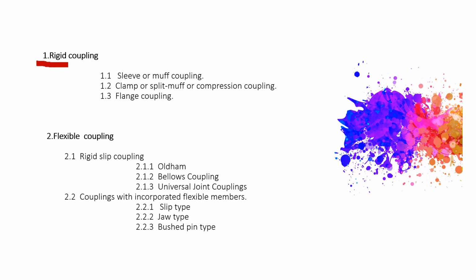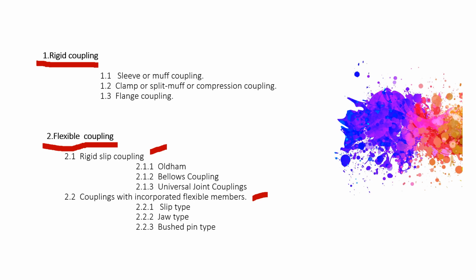Basically, we divide the coupling types into rigid coupling and flexible coupling. For rigid coupling, there are various types, but I chose a few of them: sleeve and muff coupling, clamp or split muff or compression coupling, and flange coupling. In flexible coupling, I divide it into two parts: rigid slip coupling and coupling with incorporated flexible members.